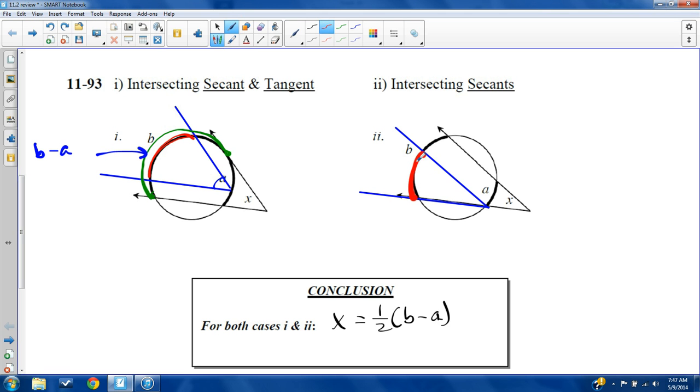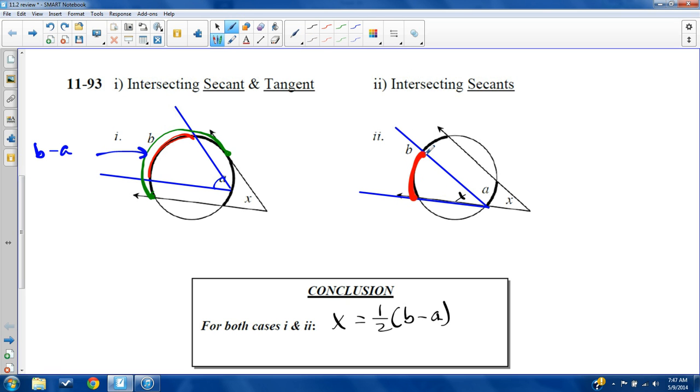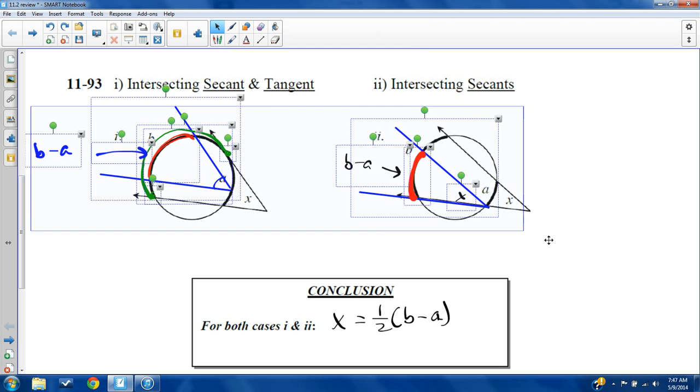Okay? This red portion is twice the amount of this right here. Remember, this is x down in here. X equals 1/2 this measure. This red guy right here is b minus a. So once again, for both cases 1 and 2, angle x is still half the measure of your major arc b minus your minor arc a. Okay, so this measure outside of here is still that. I'll go ahead and erase this.